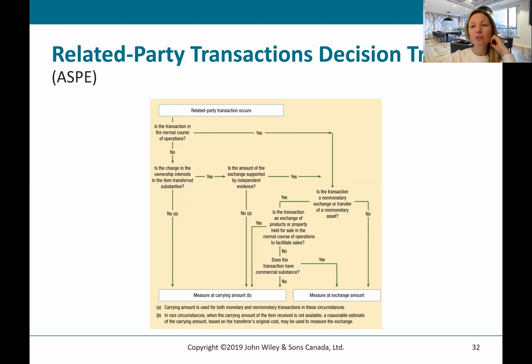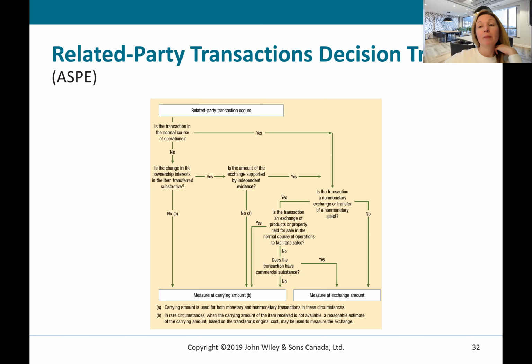So you can see a decision tree here. And again, this is only for ASPE, not for IFRS. So this is a really important difference between ASPE and IFRS. IFRS would not remeasure that related party transaction. ASPE would if it wasn't at the carrying value on the transferor's books.